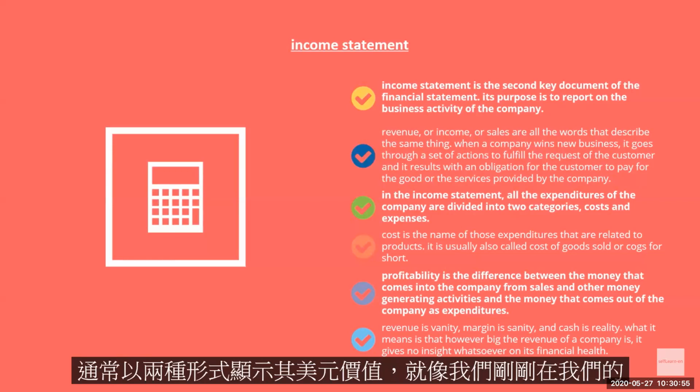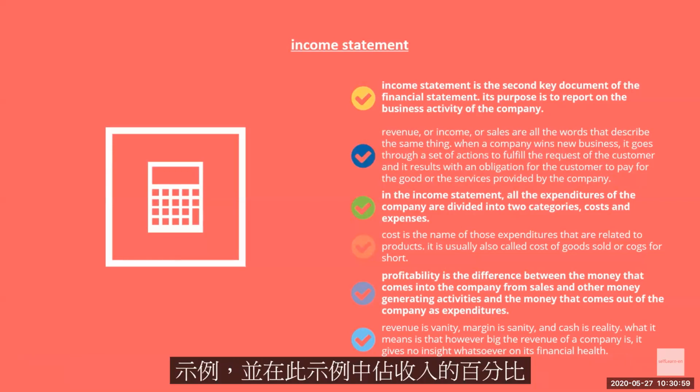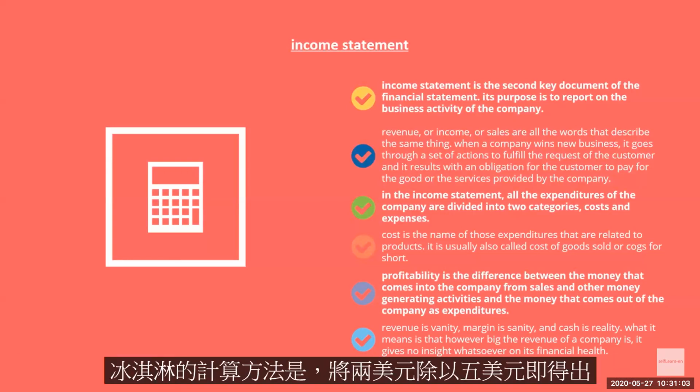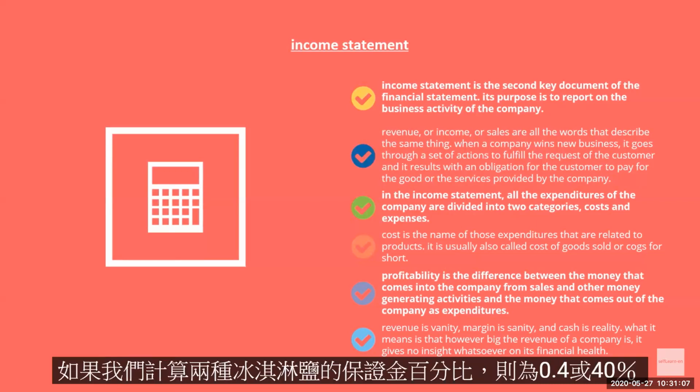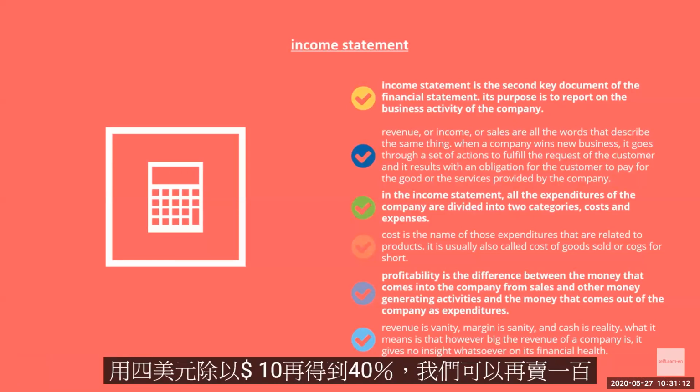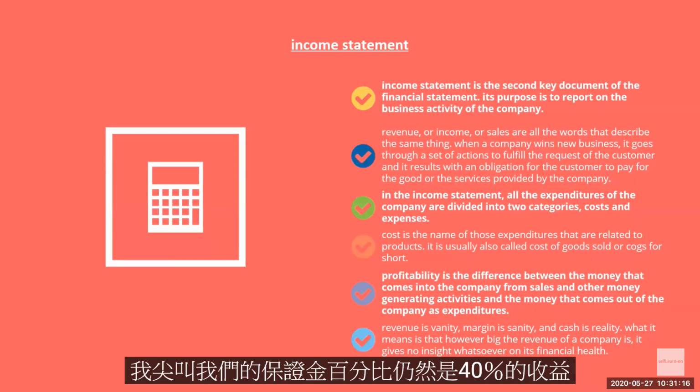Gross margin is usually displayed in 2 forms: its dollar value, as we've just seen in our example, and as a percentage of revenue. In this example, the margin percent on an ice cream is calculated by dividing $2 by $5, which is equal to 0.4, or 40%. If we calculate the margin percent for the 2 ice creams sold, we divide $4 by $10 and get again 40%. And we could sell another 100 ice creams and our margin percent would still be 40%.